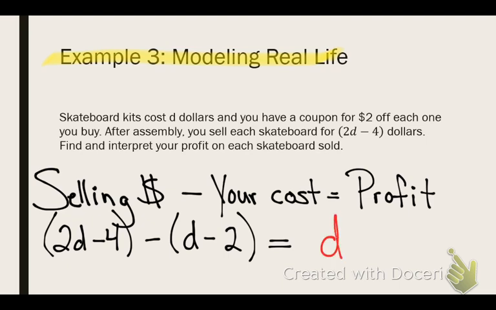Now this turned into a positive. This is a negative. This was a positive. So what's negative 4 plus 2? Negative 2. So D minus 2 is my profit. Wait a second, this looks really familiar. D minus 2, wasn't that how much I paid for the skateboarding kit? Yeah. But it's also my profit. So what does that mean?